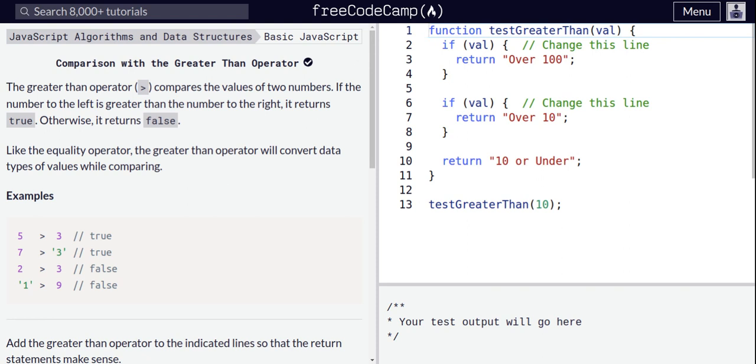This is lesson 65 of the JavaScript algorithms and data structures course on freecodecamp.org. The title of this lesson is comparison with the greater than operator.